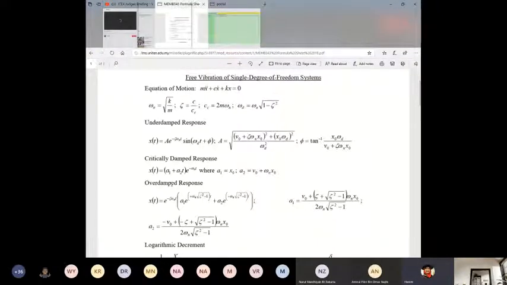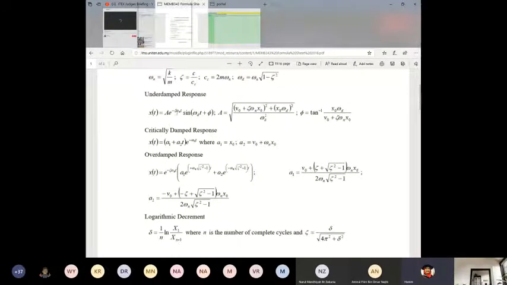So normally students ask me, how do you actually memorize this? If it's more than 1, it's over damped. If it's less than 1, it's under damped. So in a lot of cases in real life, your zeta would be less than 1. So you're probably going to need to use a lot of these equations, yeah.